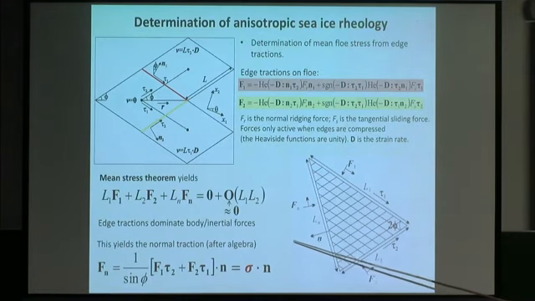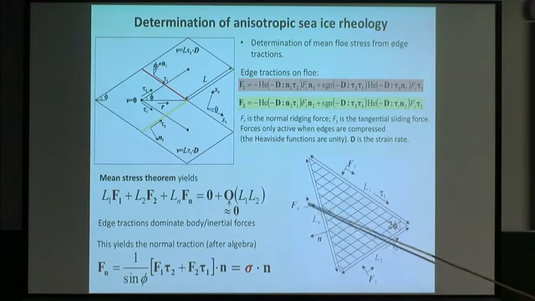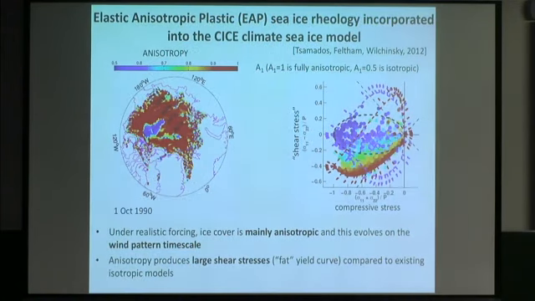So this is step 1. In the other steps we have the form that goes into the model. That's as far as you're going to get today. Okay, this is the principle by which we determine the ice stress from the anisotropy. So that was the development of the theory, and some 6 years later, it got put into an actual working climate sea ice model.